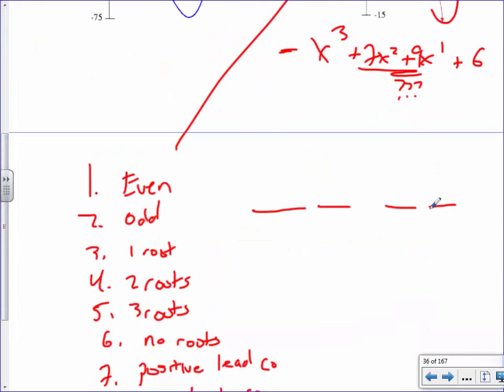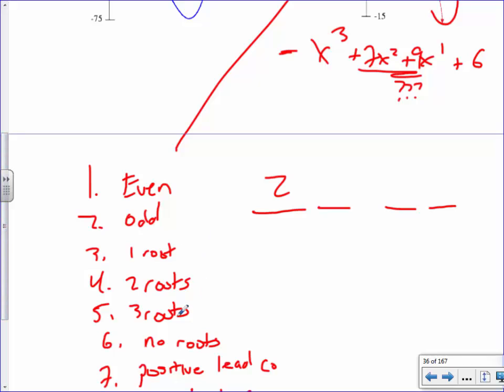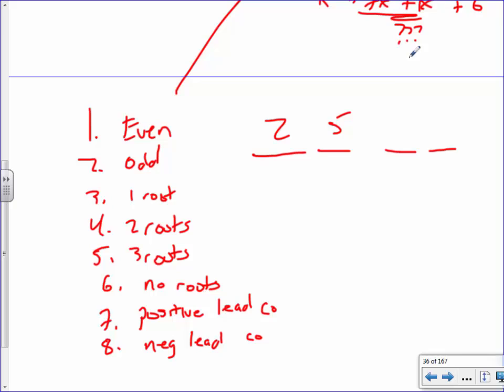If I were to ask you which properties fit, is it even or odd? You'd say it was odd, so you'd pick 2. Were there 1 root, 2 roots, 3 roots, or no roots? This one had 3 roots. That's a 5. Did it have a positive or a negative leading coefficient? Does that make sense? And so they might give you a whole list of properties and then say which properties fit the graph.